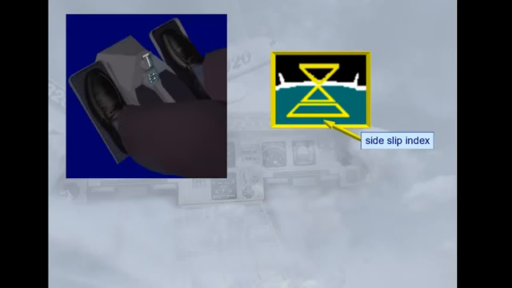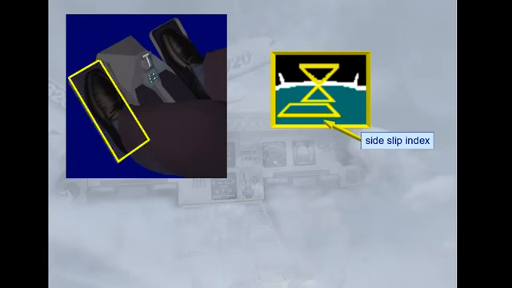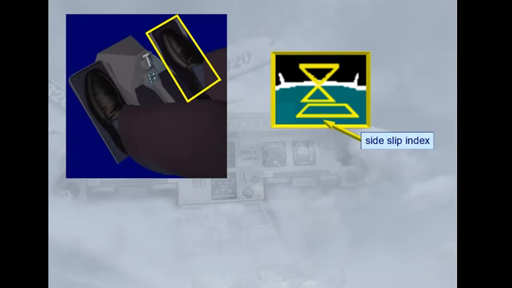The pilot flying must use pedals to reduce side slip to 0. If the base of the pyramid is to the left, use your left foot to center the pyramid. If the base of the pyramid is to the right, use your right foot to center it.